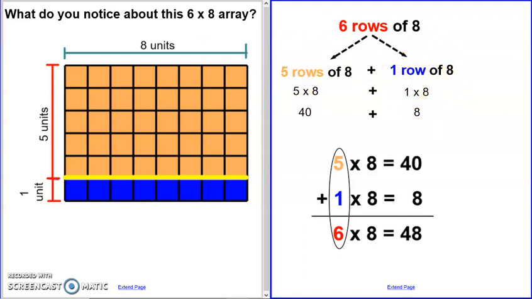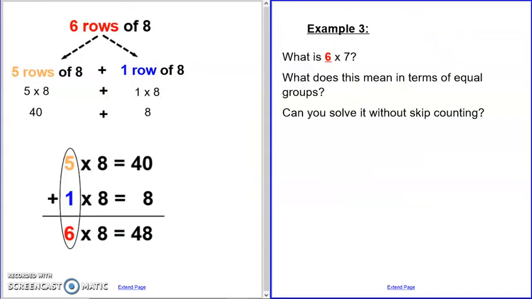All right, we have time for one more example here. 6 times 7. And this one we're going to look at in terms of equal groups. Okay, so those of you who maybe are having a hard time seeing it in the array, maybe the equal groups will make a little bit more sense or visually connect with you. So what would 6 times 7 look like in terms of equal groups?